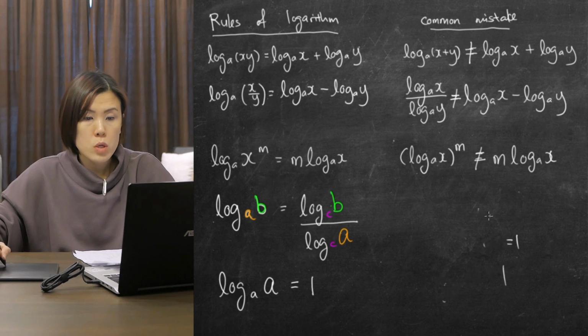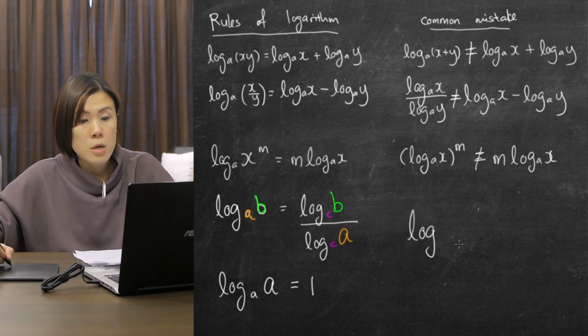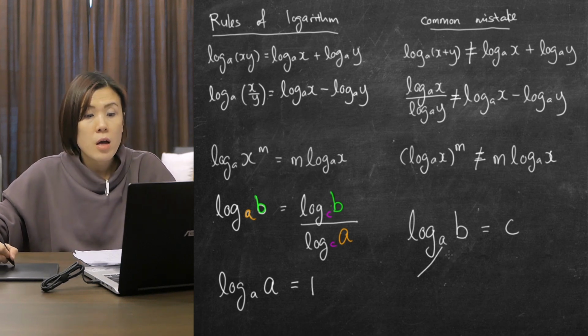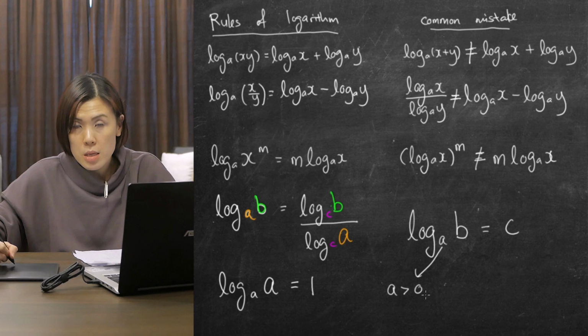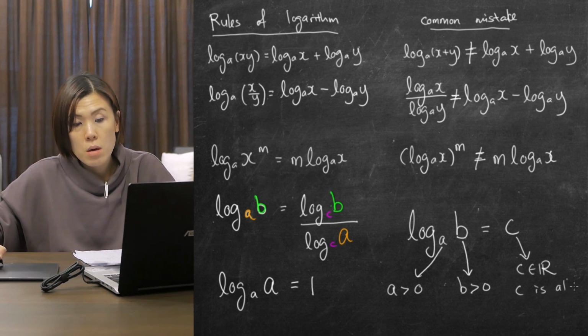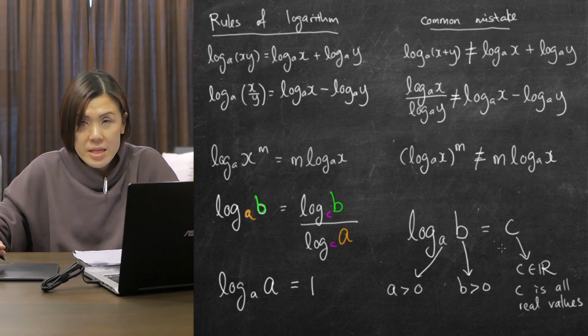Okay, and students also need to take note that, let's say I have logarithm b base a equals c. This logarithm value is only defined if a is positive, greater than 0. b is also positive, greater than 0. But c can be any value, c is all real values. So bear in mind that logarithm of a negative value is undefined.